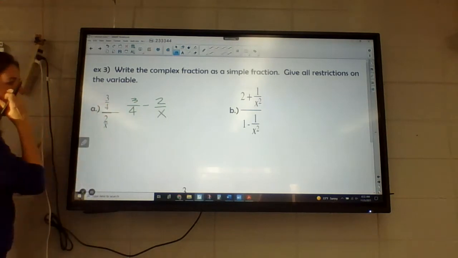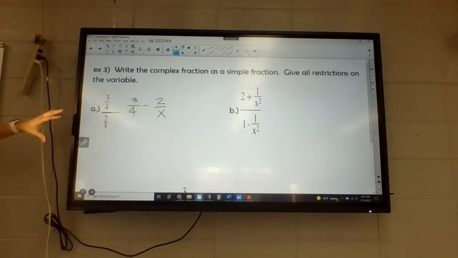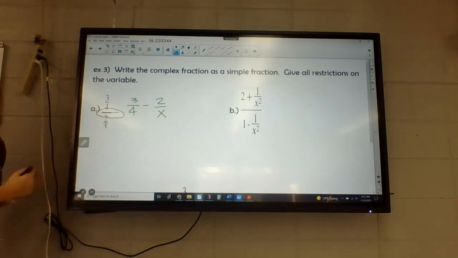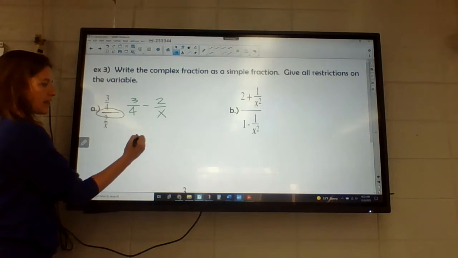Wait, so 3 over 4. Should it be equals? Not divided? Oh, this is just saying dividing. Yeah, it's a divided line. So this is the same thing as dividing here. Okay, so guys, remember with division of fractions, we flip and multiply.